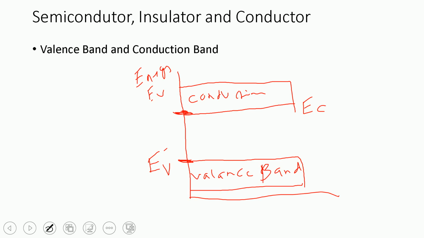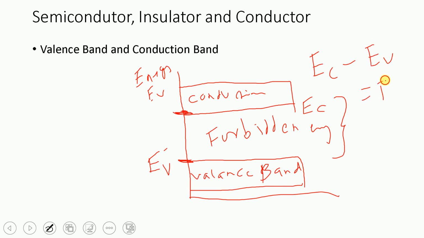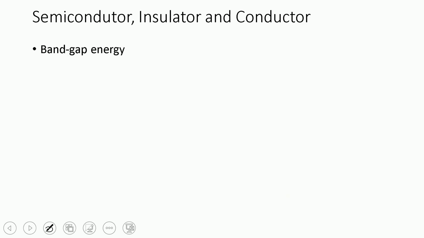In between them there is an energy. Now you look at this energy. This energy is known as the forbidden energy gap. So the forbidden energy gap is simply EC minus EV. So EC minus EV is the forbidden energy gap. This is also known as the band gap energy.